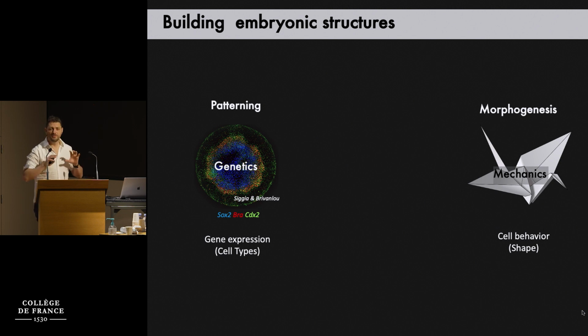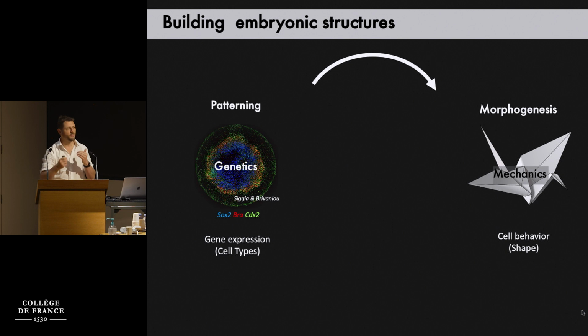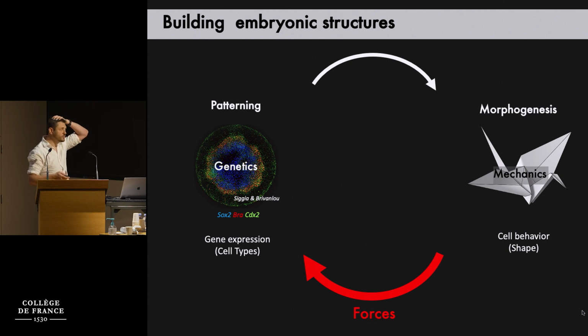Traditionally, these fields are studied independently. When I started my lab, I was really considering that patterning controls morphogenesis, that this is a downstream event. But very quickly we realized, especially looking at these movies, when we see all the cells moving, that morphogenesis is going to feed back on the patterning and influence it. There is more and more evidence nowadays that the mechanical forces themselves modulate gene expression. That's something I'm going to talk about today.